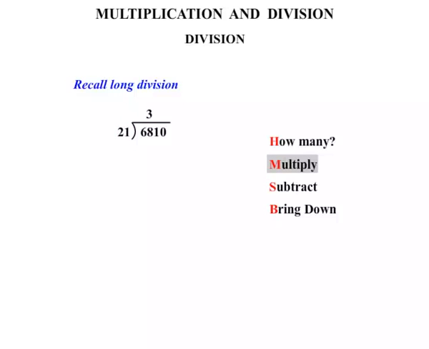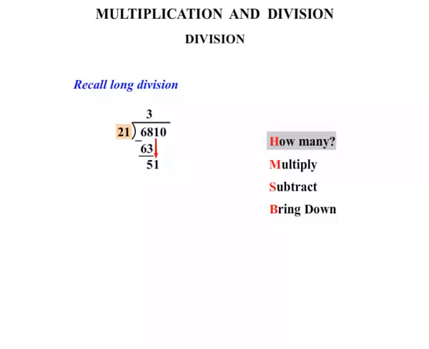Then we move to multiply. So we get to multiply that 3 by the 21. We get 63, write it down. Our next step is to subtract. 68 minus 63 is 5. And the final step in the loop is to bring down. So that next digit, in this case 1, we're going to bring it down and write it there. Then we start all over again.